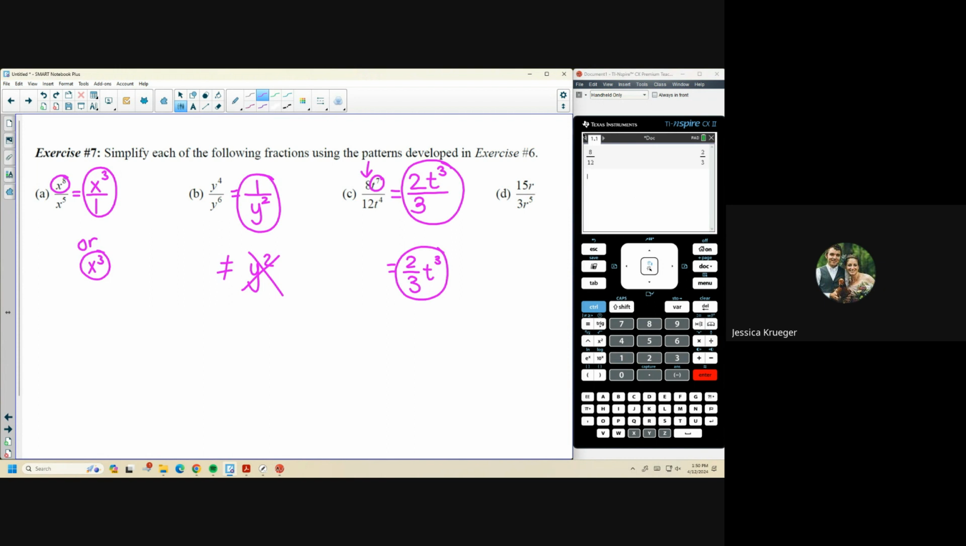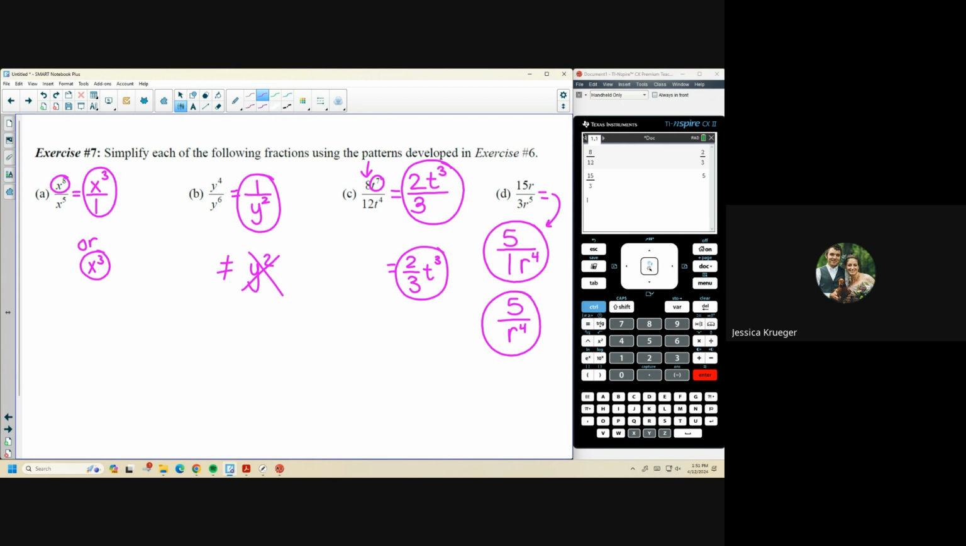Let's do part D. I'll go ahead and write my answer down here. 15 divided by 3, hopefully you know that is 5. And as a fraction, that would be 5 over 1. Then let's look at the r's. Where do I have more r's? Well, there's more in the bottom. How many more? 4. So it would be 5 over 1 r to the 4th. Another way you could see that written is 5 over r to the 4th.